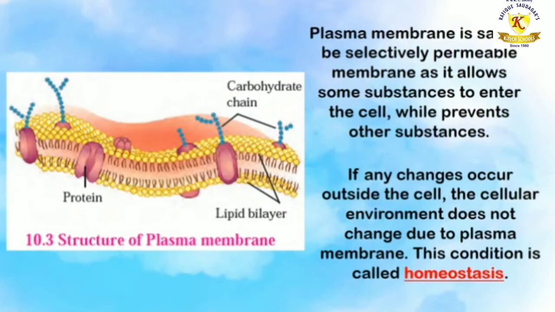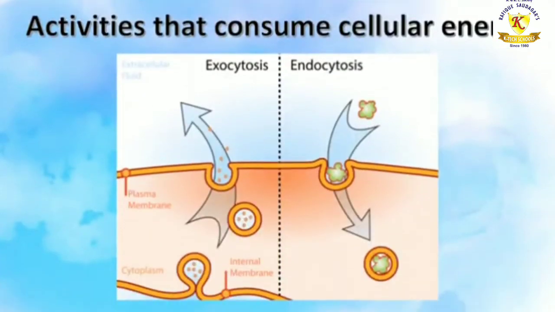Now due to this property, useful molecules of water, salt and oxygen enter the cell and carbon dioxide exits the cell. If any changes occur outside the cell, the cellular environment does not change due to the plasma membrane. So, this condition is called homeostasis. Are you getting me, children?